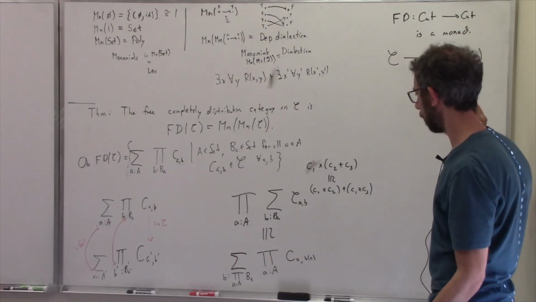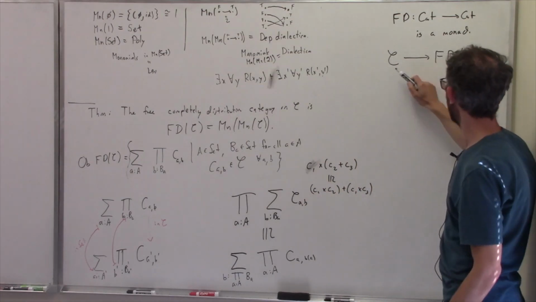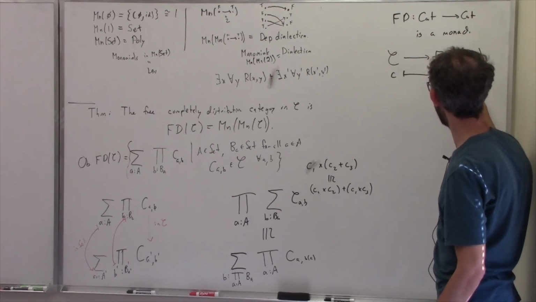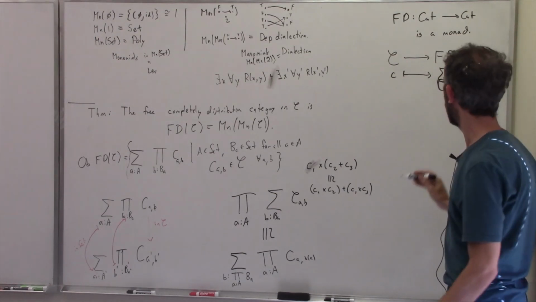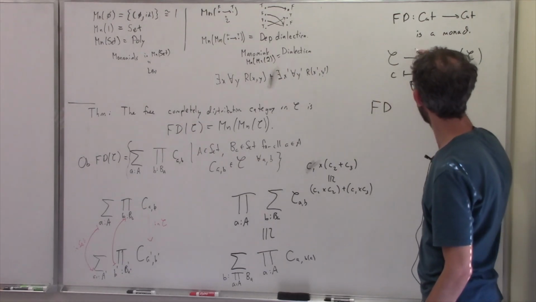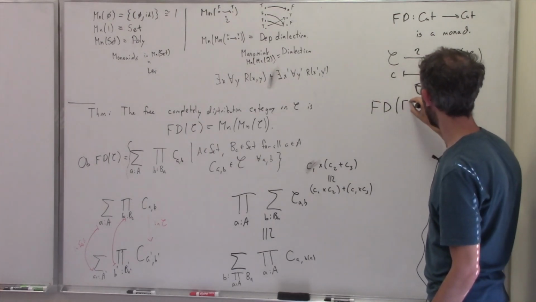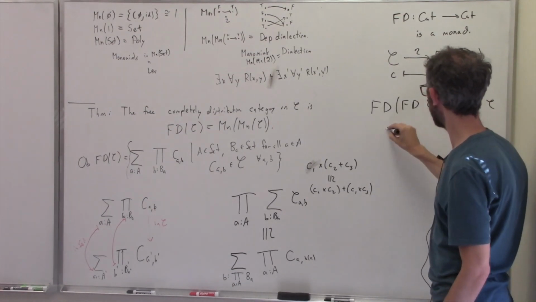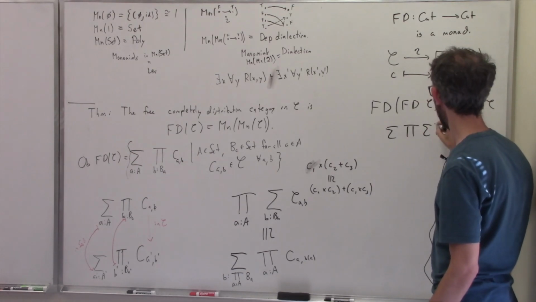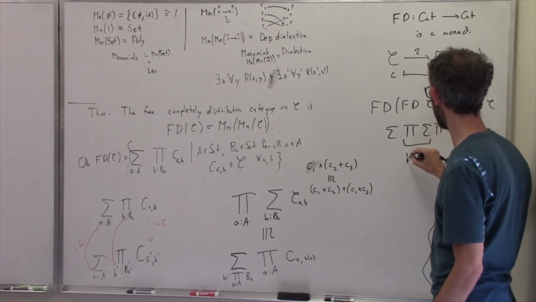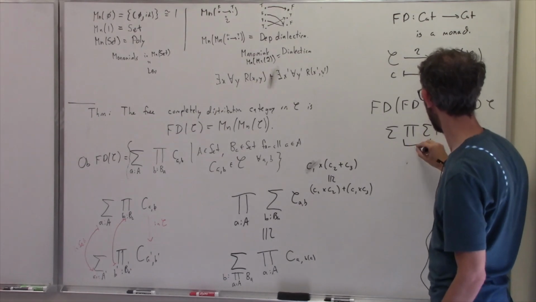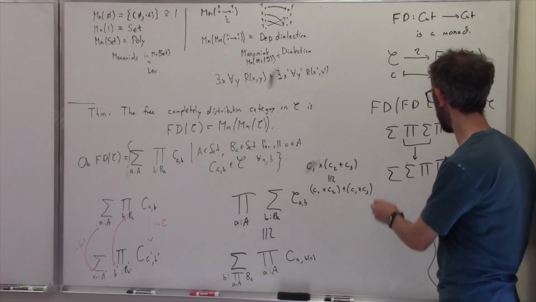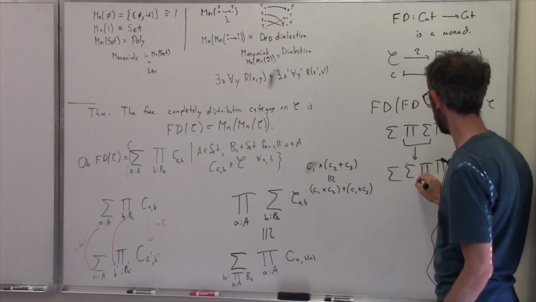Okay, so that's what completely distributive means, and that's a monad, meaning that you can take your object C and send it into sigma over 1, pi over 1 of C. And there's also a map from FD of C to FD of C that takes a sigma pi, turns the middle thing into a sigma pi, and then uses the fact that these are each monads to go one more step.